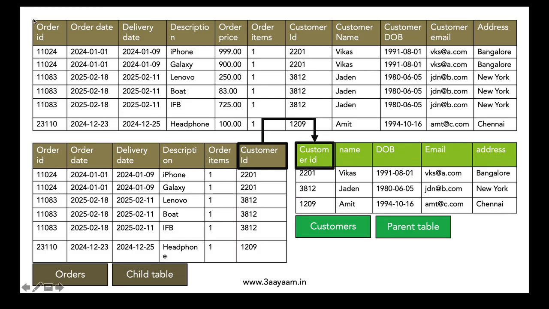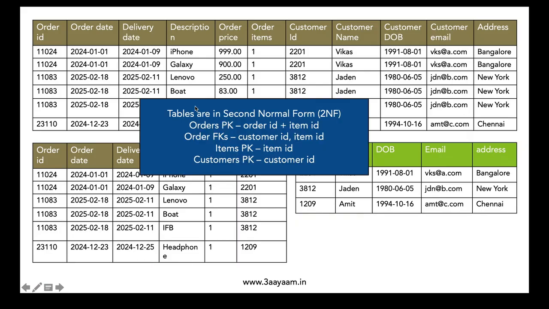So now this particular table that we had used, which was in first normal form, we have broken down into 3 tables, and all the 3 tables are in second normal form. So let's repeat. All the tables, as I said, are in second normal form with some additional stuff. Orders table has primary key as order ID and item ID, and it has foreign keys as customer ID and item ID. Why customer ID and item ID? Because we have to relate the orders table with the items table and customers table. In items table, the primary key is item ID, and in customers table, the primary key is customer ID. So all the 3 tables are in second normal form.